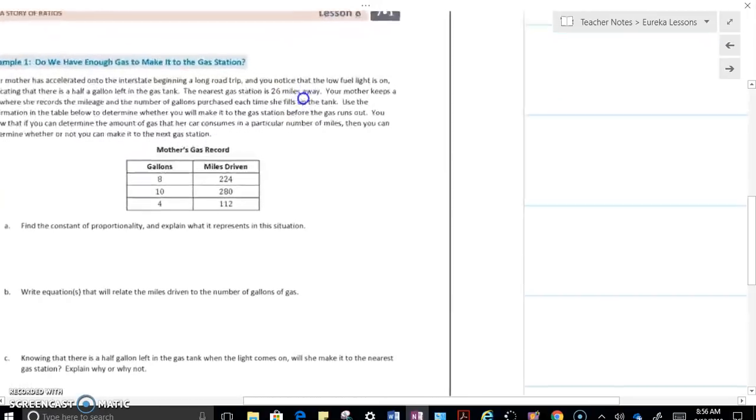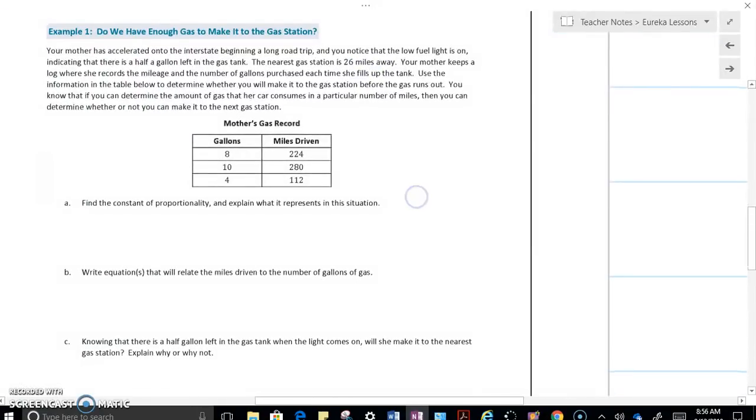So example 1, do we have enough gas to make it to the gas station? Your mother has accelerated onto the interstate, beginning a long road trip, and you notice that the low fuel light is on, indicating that there's a half a gallon left in the gas tank. The nearest gas station is 26 miles away. Your mother keeps a log where she records the mileage and number of gallons purchased each time she fills up the tank. Use the information in the table below to determine whether you will make it to the gas station before the gas runs out.